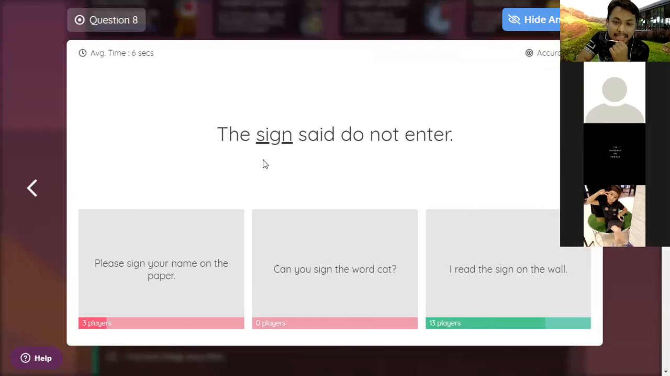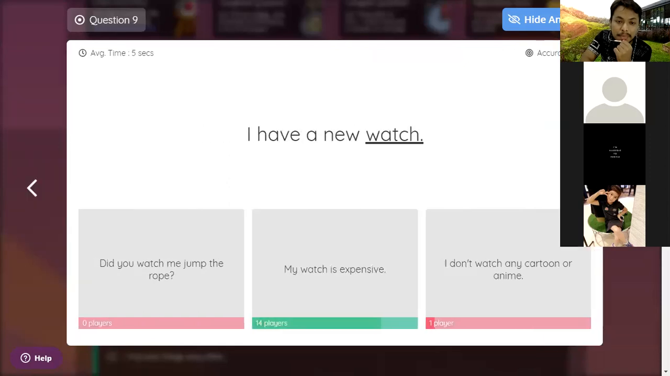Okay, the sign. Say do not enter. Tanda itu cakap jangan masuk. Please tanda your nama. Bukan. Sign itu tanda tangan. Can you sign the word cat? No, I read the sign on the wall. Saya baca tanda tu. Papan tanda. I have a new watch. Jam baru. Adakah kamu jam? Saya lompat tali itu. Salah. Jam saya mahal. Saya tidak jam.